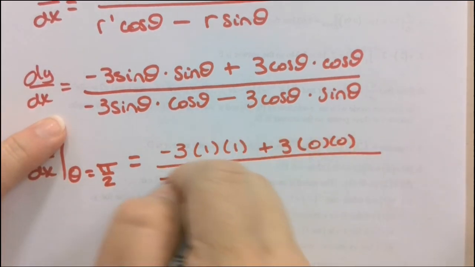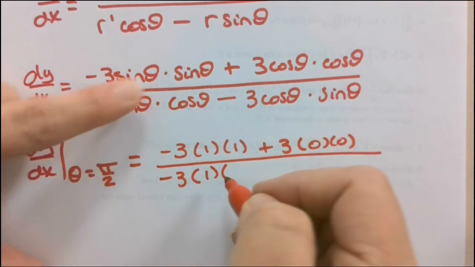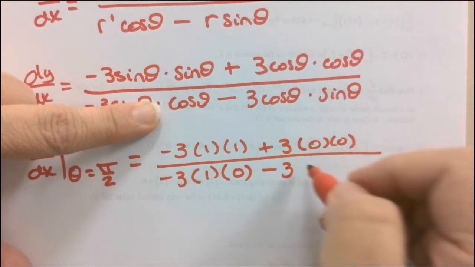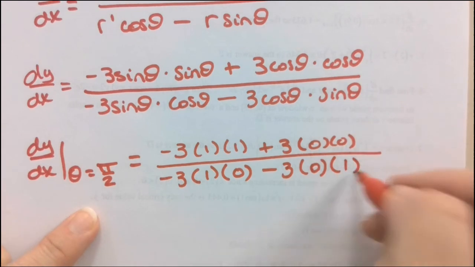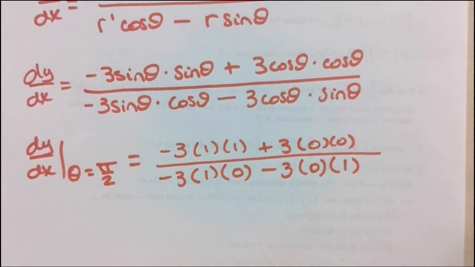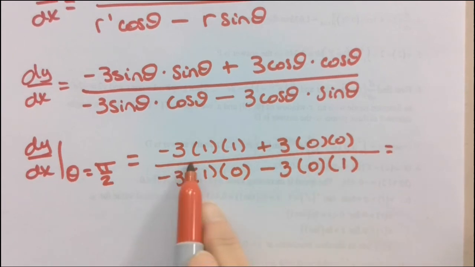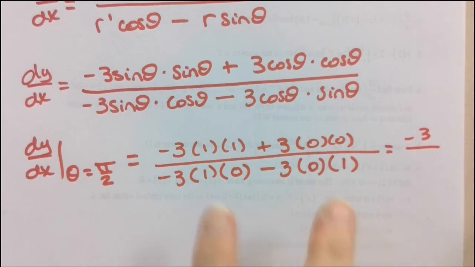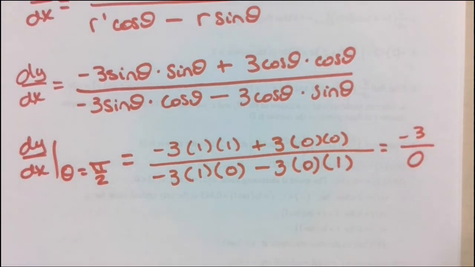Divided by negative 3 sine of pi over 2, which is 1, cosine of pi over 2, which is 0, minus 3 times cosine of pi over 2, which is 0, sine of pi over 2, which is 1. If I simplify all of this, on the top I just have negative 3 plus 0. On the bottom, both of those terms have a 0, so they become 0.